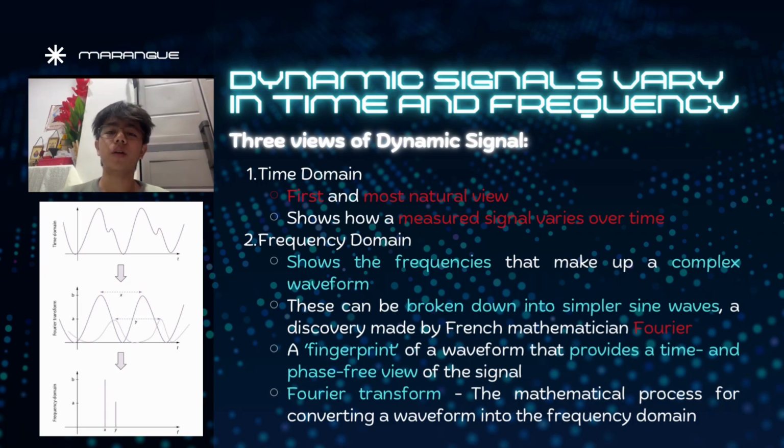The second view is the frequency domain. Here we break a complex waveform into simpler sine waves, a process discovered by the famous French mathematician Fourier. This view shows us which frequencies make up the signal, like a fingerprint of the waveform but without showing the time or phase. To convert a waveform into a frequency domain, we use a mathematical process called the Fourier transform. So as shown in the second graph, we separate the complex waveform into two. Here in the third graph, there are two frequency bands since there are two waves. One band for the bigger wave and one band for the smaller wave.